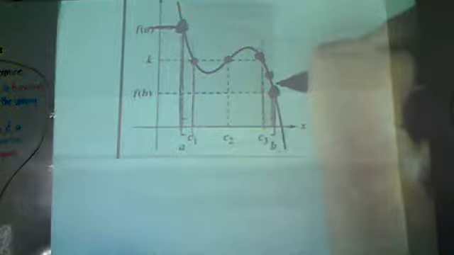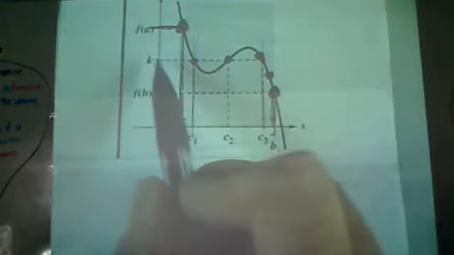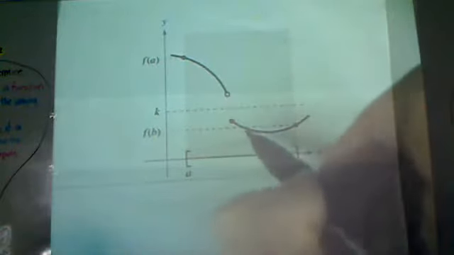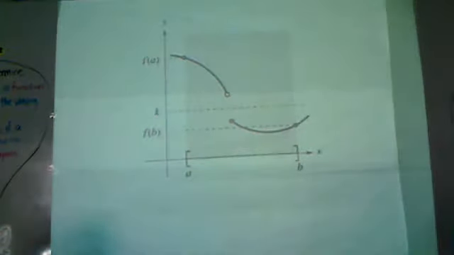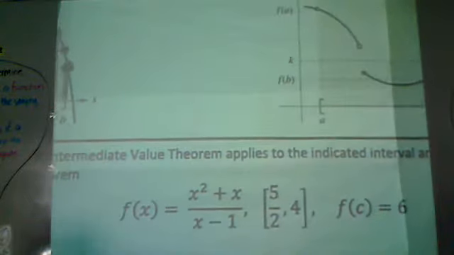So, as long as it's continuous, and your y value and your x value fall within the y's and the x's that they give us, then you can find one or the other. This doesn't work if there is a gap or a hole or a vertical asymptote. You cannot use the intermediate value theorem if it is not a continuous function. So let's look at the first example.